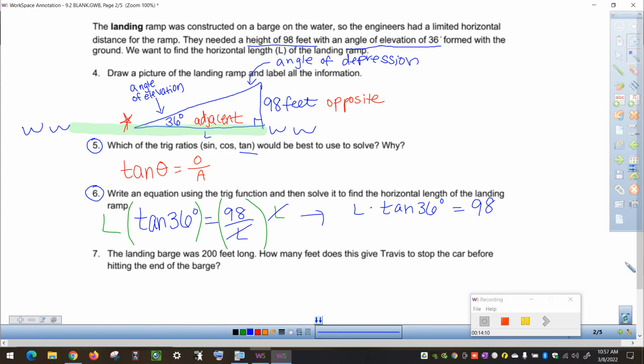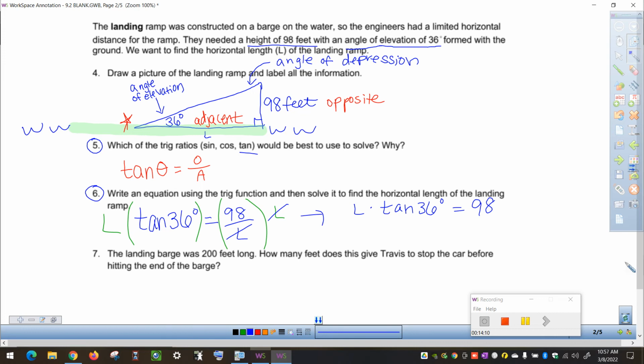Now we still have one more step to do because the L is not by itself yet. So this tan of 36 degrees, that's just representing a number. It's just some decimal value. In fact, you can type it in your calculator and see what decimal value it is. But it's just like we have a variable being multiplied by a number. And so just like we've always done in the past, if we want to get the variable part by itself, well, we have to divide both sides by whatever that number is.